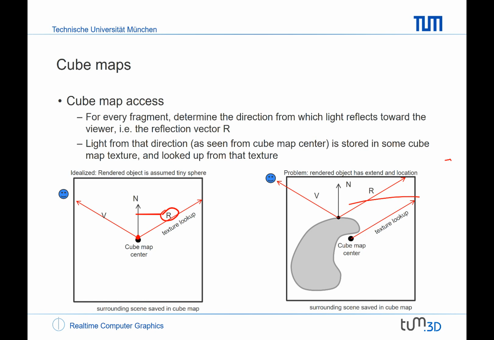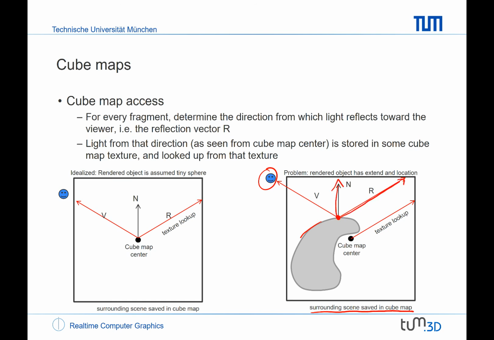So now there's a problem with this approach. Let me just again remove all of that. And this is what we see here in that second example. But now we assume that we have an object with a certain spatial extent. Let us look at this fragment here. So we look from the viewpoint at that fragment, at that surface point here. We have a normal vector here, and we compute the reflection vector.